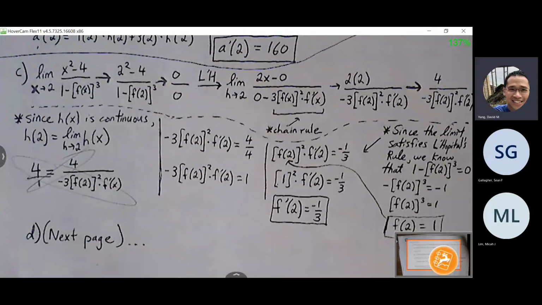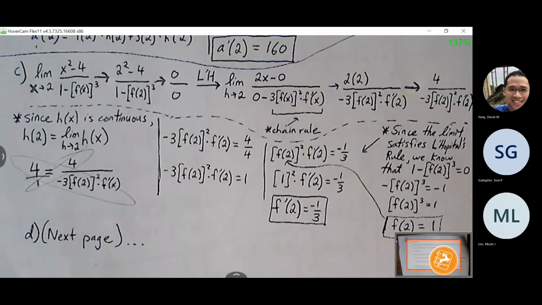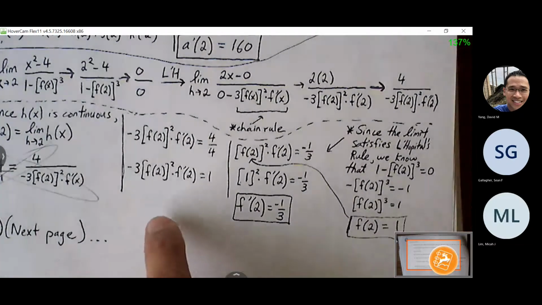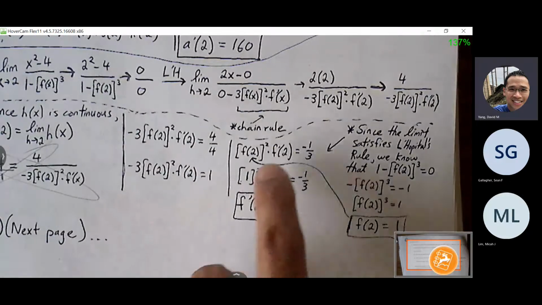Negative 3 times f of 2 squared times f prime times 4. I divided that 4 over to the right side, equaling 1. Divide both sides by negative 3.